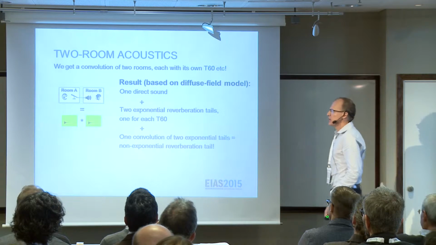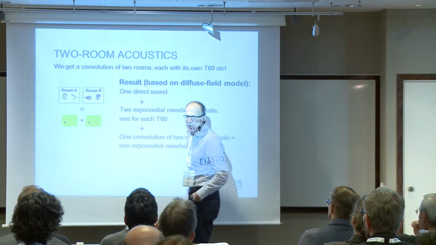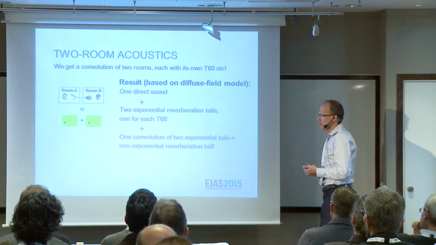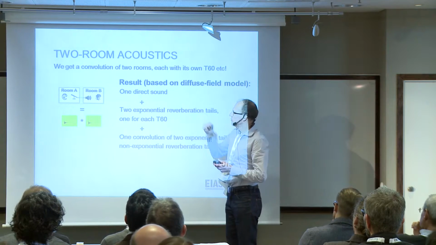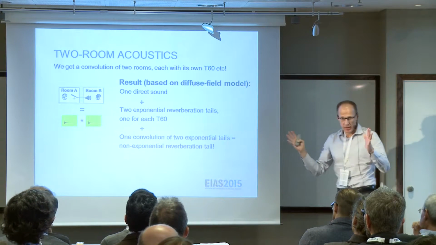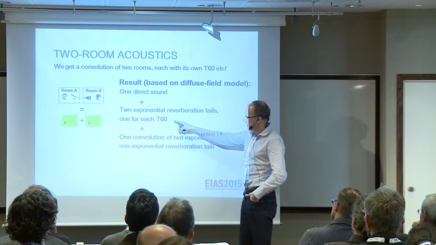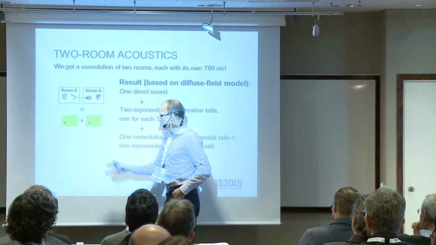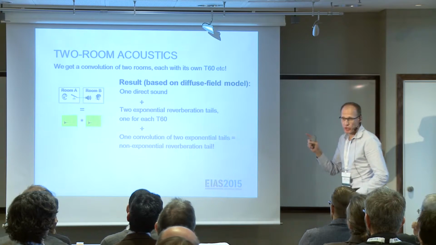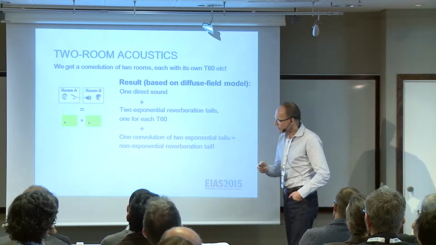And if we use this simplified model with a direct sound and an exponential decay, the result of convolving two such impulse responses is that we get one direct sound and two exponential reverberation tails that are added together, so we can see them, one for each T60 in the two rooms. And most importantly, we get one non-exponential reverberation part, which happens when you convolve two exponential parts.